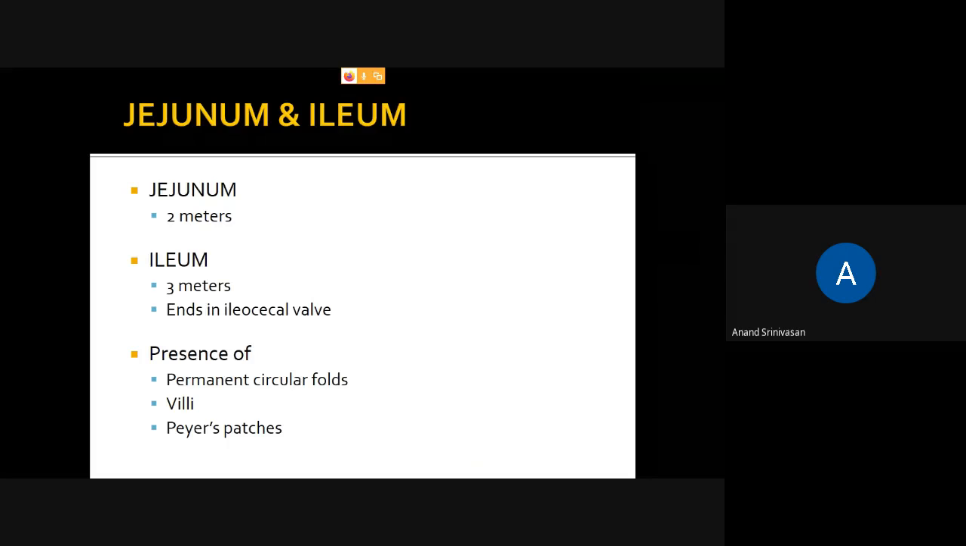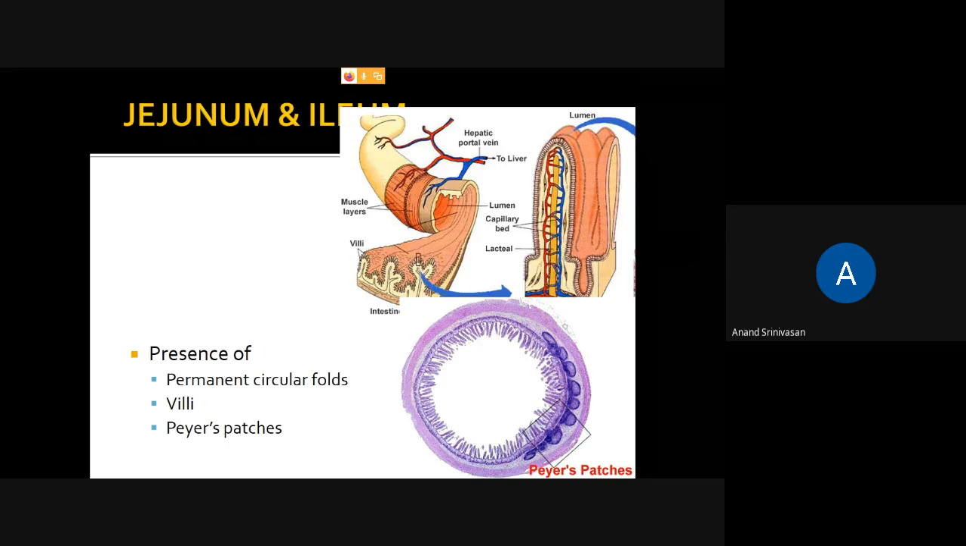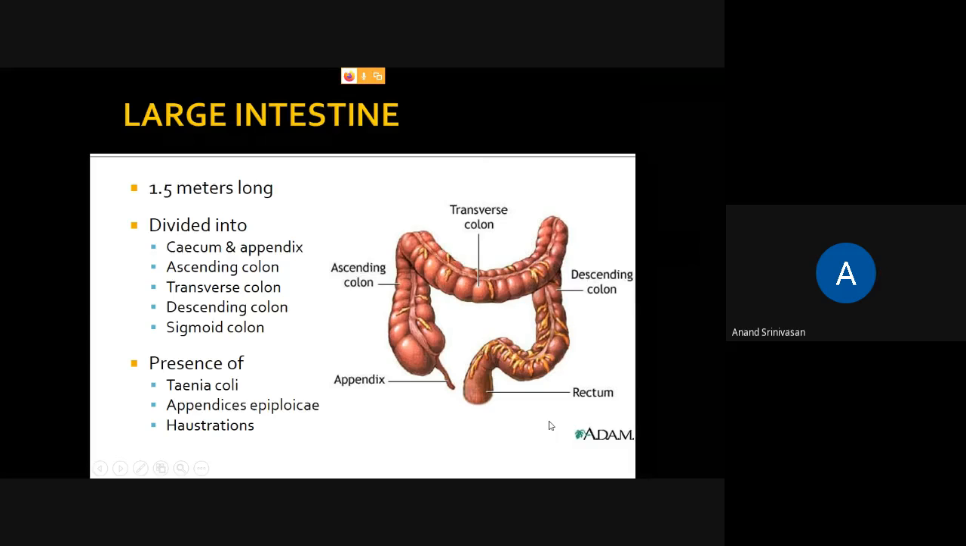The jejunum is 2 meters and the ileum is 3 meters long. They have permanent circular folds, on top of which there are small finger-like projections called villi, which help absorption. In the ileum there are Peyer's patches. The large intestine starts with the cecum and appendix, then the ascending, transverse, descending, and sigmoid colons. To identify it, there are taenia coli, appendices epiploicae, and haustrations.